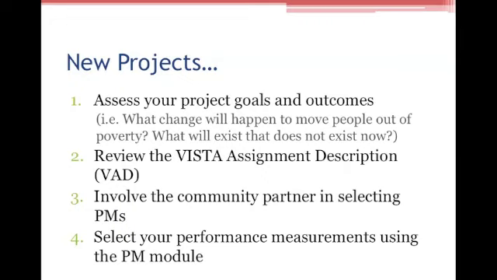What change is going to happen that is going to move people out of poverty? AmeriCorps VISTA is not just about making poverty more tolerable. It's really about lifting people out of poverty. Really those hand up services, not those hand out services. What is going to exist at the end of the grant that does not exist now? So thinking in terms of those questions, I think, is helpful.